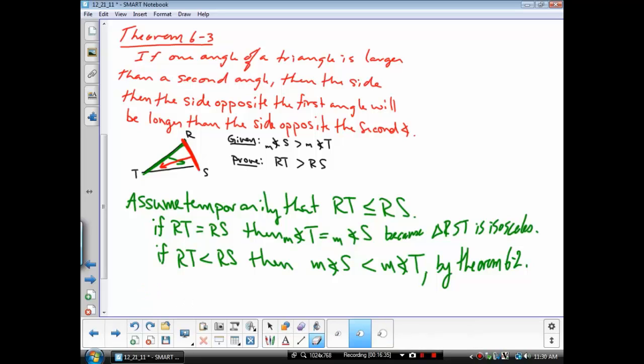In both cases here, do we have a contradiction to the given? Yes, because measure of angle S is not equal to measure of angle T, and measure of angle S is not less than angle T. So here we start the conclusion of our paragraph, or of our indirect proof. We're going to say, in both cases, we contradict the given information that measure of angle S is greater than measure of angle T.